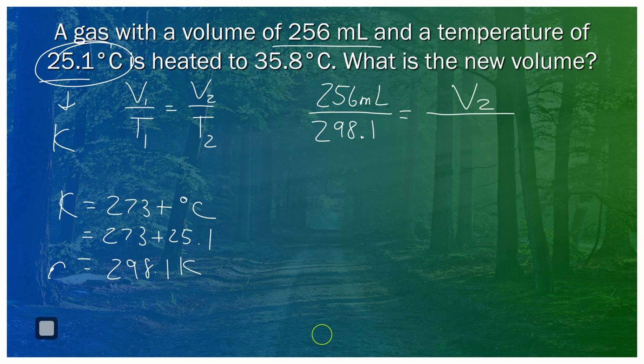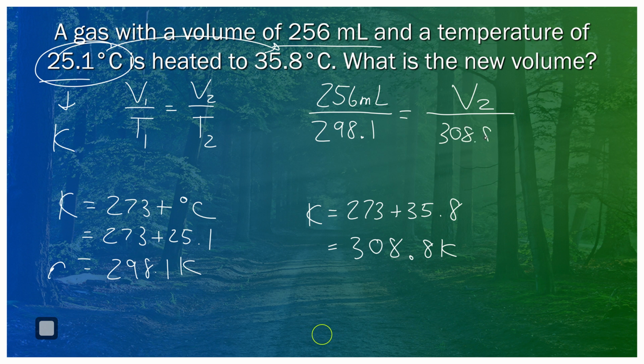Let's think about this real fast. The temperature's going up, which means the volume should go up. So I better have an answer bigger than 256. But let me get the new temperature. I'm using the same formula, 273, but this is now 35.8 degrees Celsius. So this would be 308.8 Kelvin.